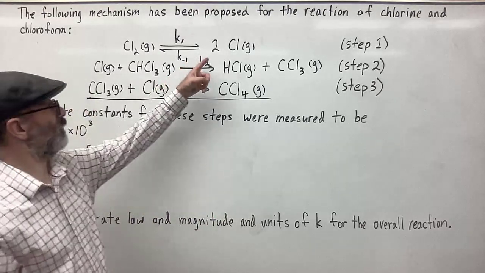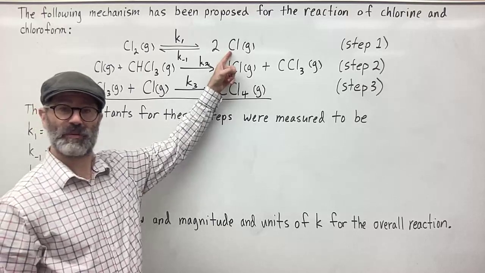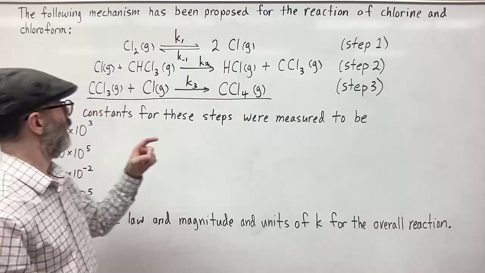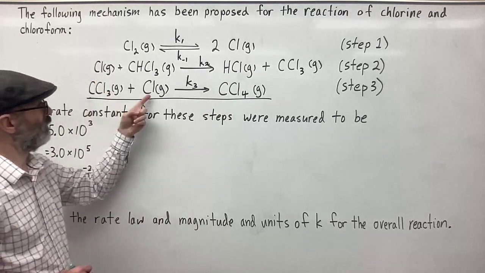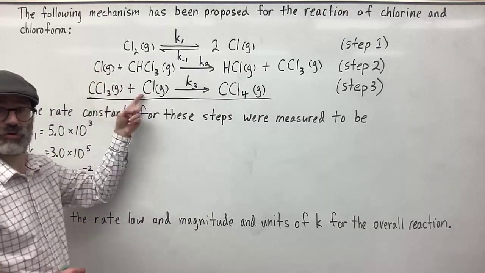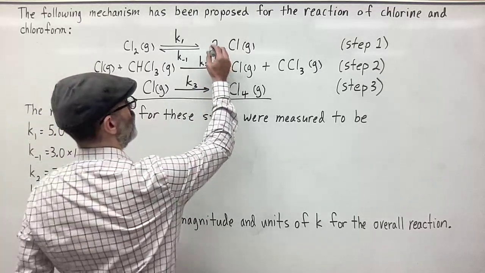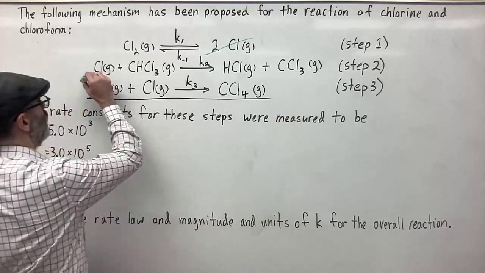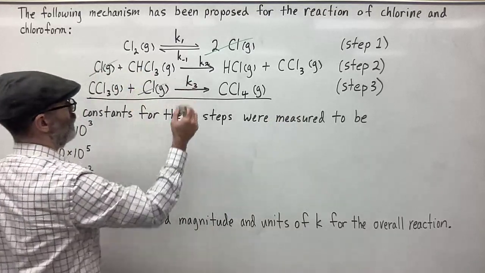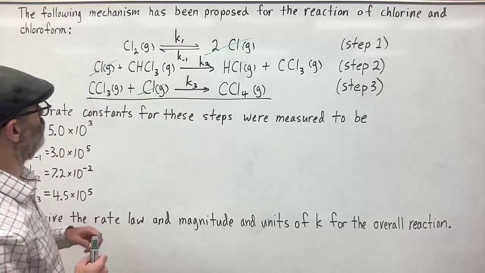You'll notice here I have 2 Cl gas. I have single gaseous atoms of chlorine. I have 2 of them. And you'll notice I have one on this side, and I have another one on that one. So these two can cancel out with these two. So let's go ahead and do that. So these will cancel out, and that will cancel out that one and that one. Okay. So far, so good.